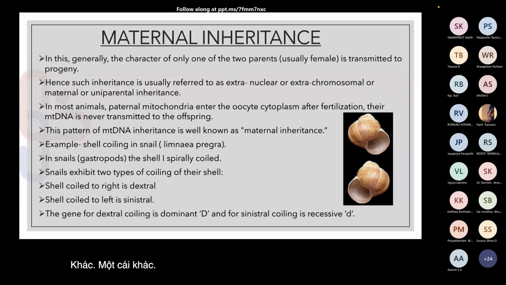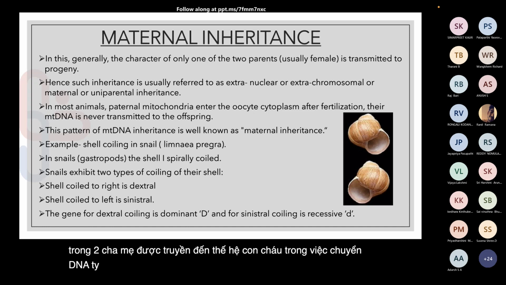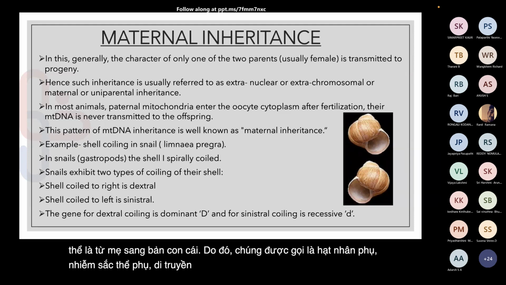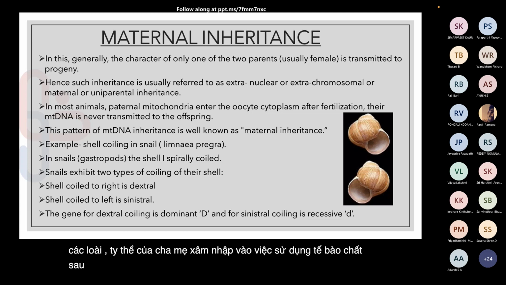Maternal inheritance. In general, the character of only one of the 2 parents is transmitted to the progeny. The transfer of mitochondrial DNA is from mother to the offspring. Hence, they are referred to as extranuclear, extrachromosomal, maternal inheritance or uniparental inheritance. In most animals, the parental mitochondria enter the oocyte cytoplasm after the fertilization, but the paternal mitochondrial DNA is never transmitted to the offspring. This pattern of mitochondrial DNA inheritance is known as maternal inheritance.